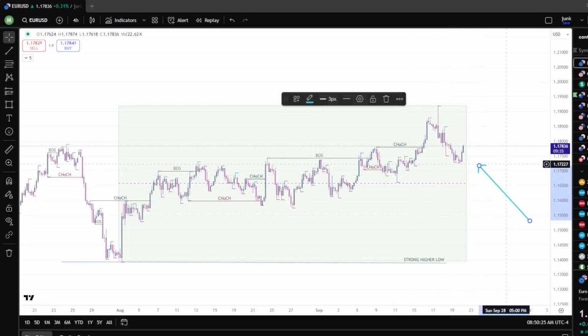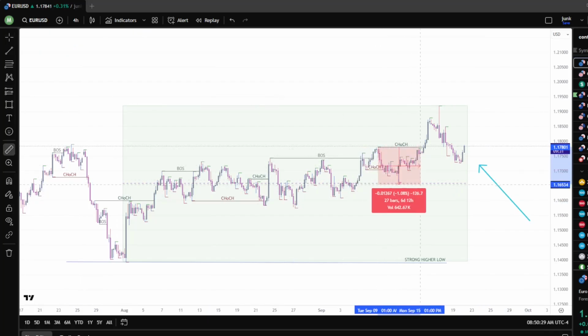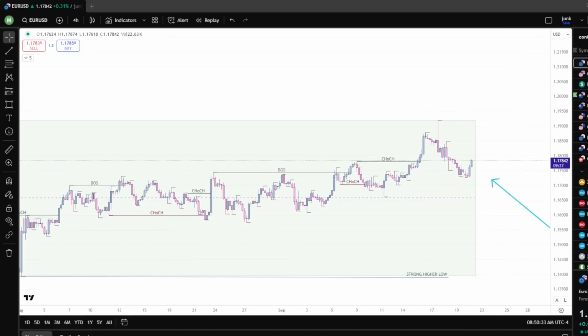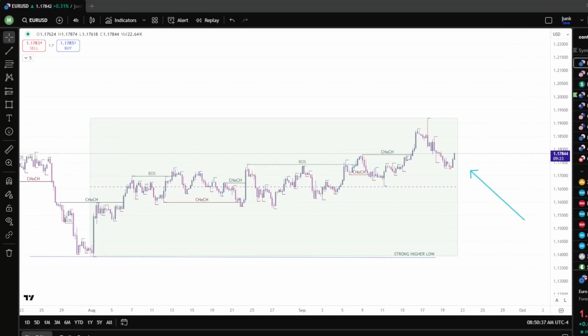Could be responding from this last push up from this area of demand. This is before the buy. This may be a good time to buy. This isn't investment advice or anything like that. And this is the overall swing structure.